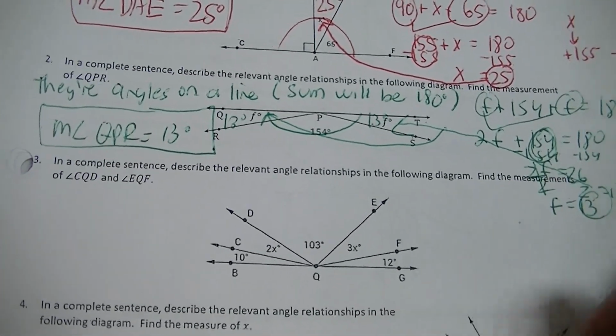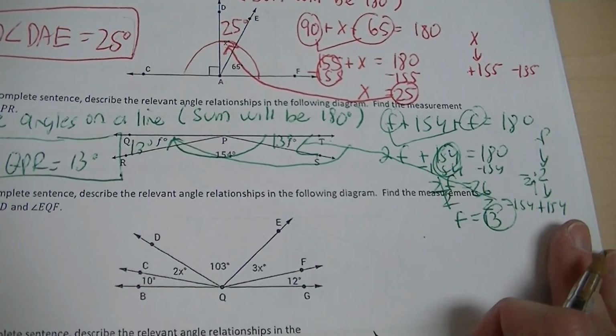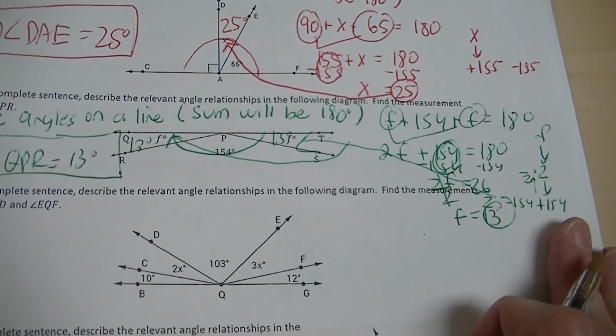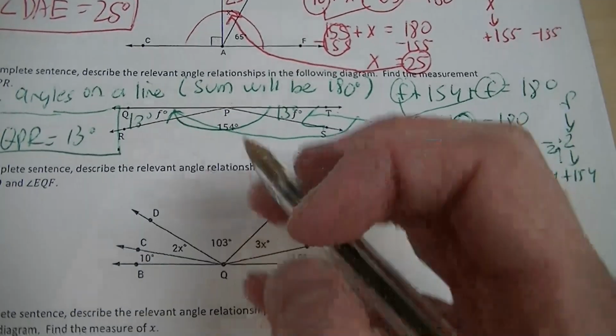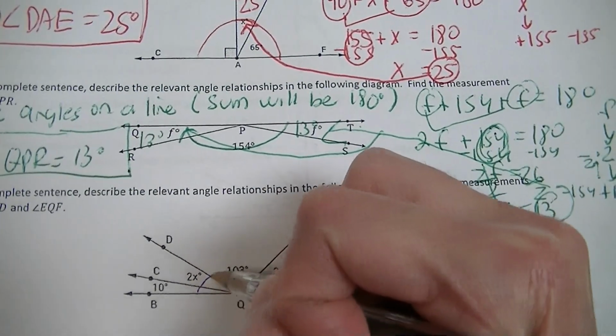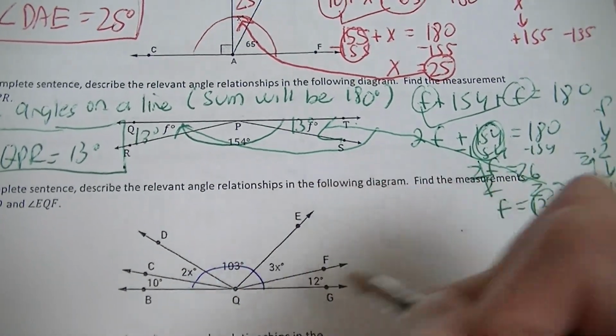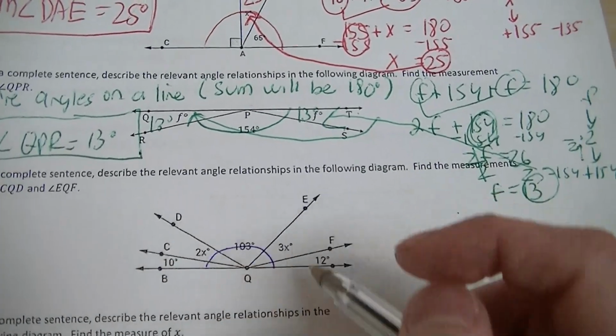Complete sentence, describe the relevant angle relationships in the following diagram. Find the measurements of angle CQD and angle EQF. Their relationships right here: this angle and this angle and this angle plus this angle plus this angle equals 180. So these are all angles on a line.